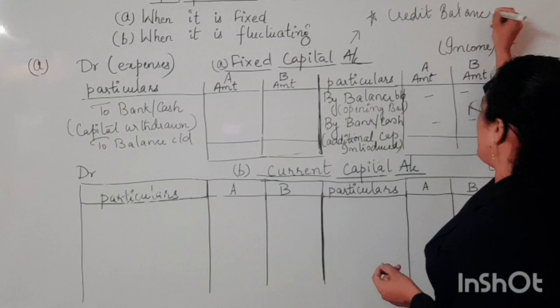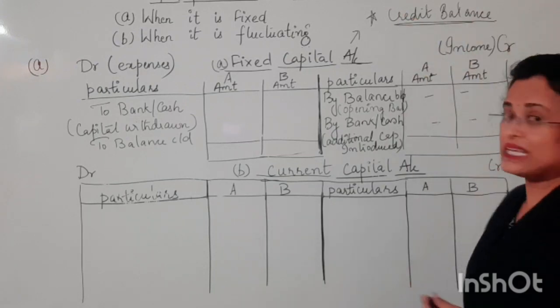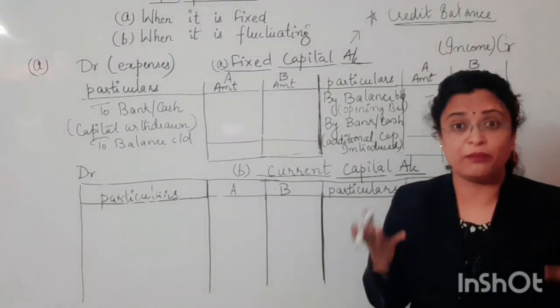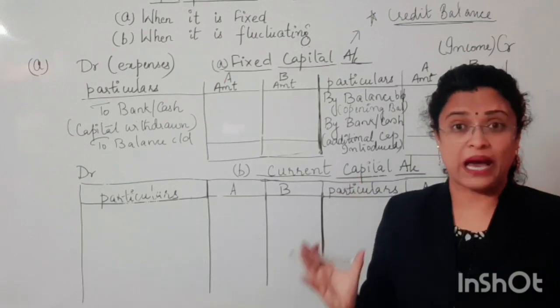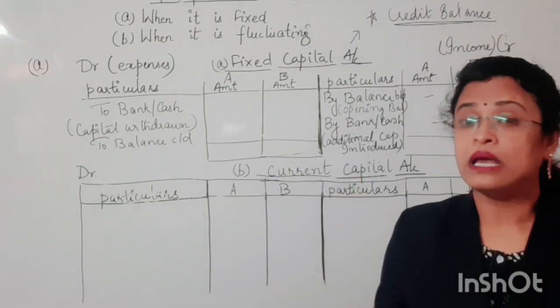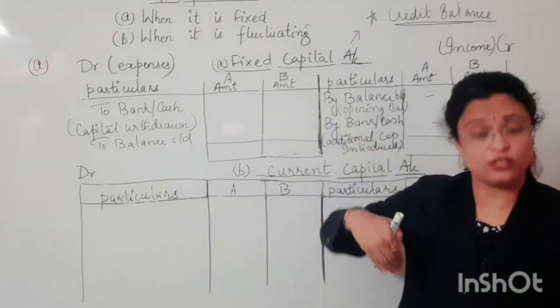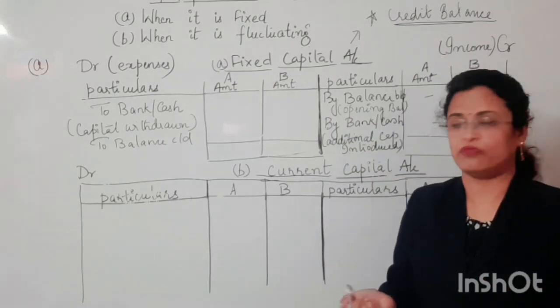And from the partner's capital point of view, this credit balance stands for the firm having the money, which means a favorable balance, and debit balance stands for what? The firm has to invest even more, which means it is an unfavorable balance.